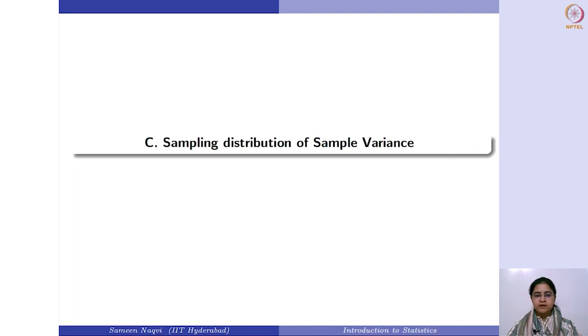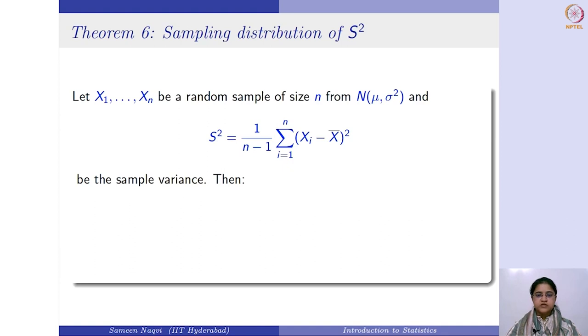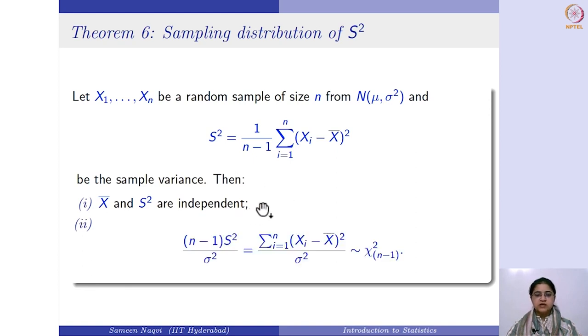Next, we move on to the sampling distribution of sample variance. For the sample mean, both the situations are done. Now we will look at the sample variance. The result says that if you have a random sample of size n from a normal population and you define the sample variance in this way, so I have already told you why there is n minus 1 over here, then the sample mean and sample variance would be independent. Also, n minus 1 times s square by sigma square is going to follow chi square with n minus 1 degrees of freedom.